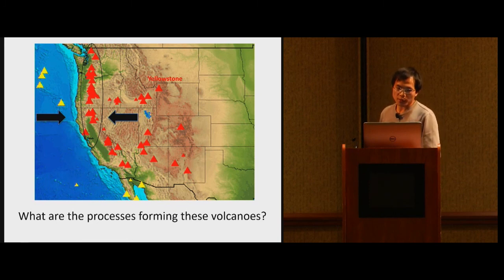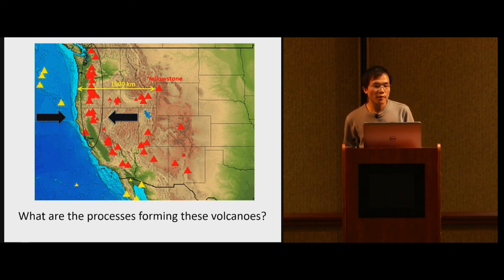And the other category is the intra-plate volcanism. The most famous example is Yellowstone, the Yellowstone National Park. It's 1,000 kilometers away from the plate boundary.